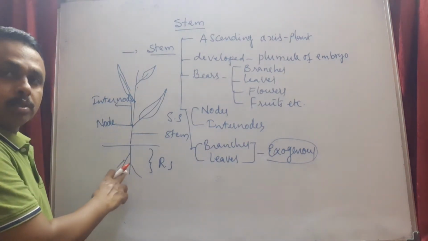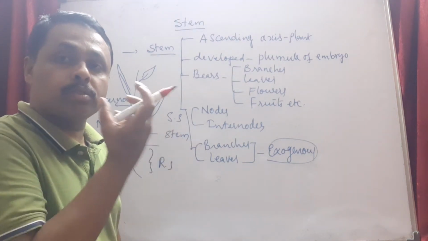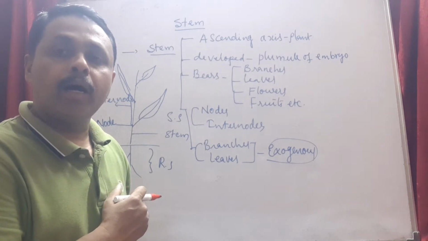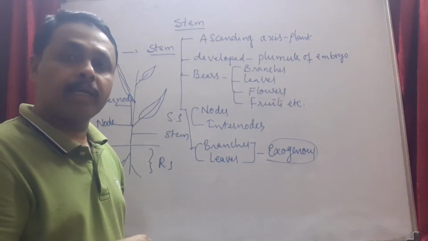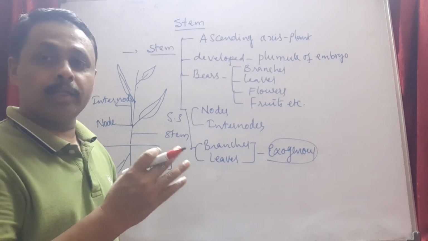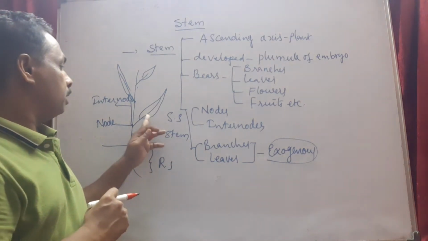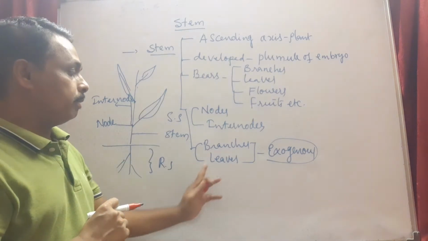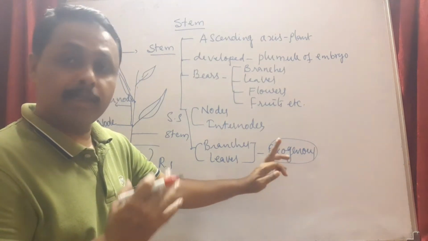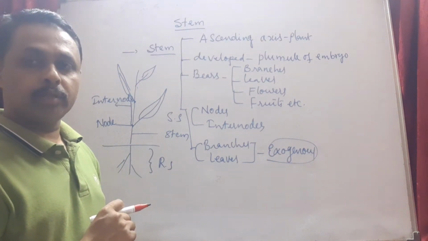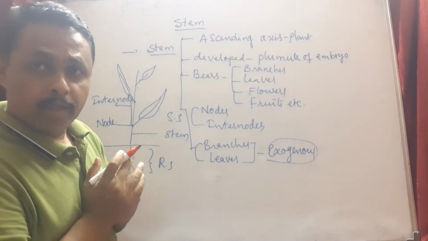Suppose here we have roots, and rootlets are also present in the root part of the plant. The roots or rootlets are endogenous in origin. Endogenous means they are developed from the pericycle of the root. But the leaves and branches of the stem are developed from the superficial portion, so that origin is called exogenous in origin.